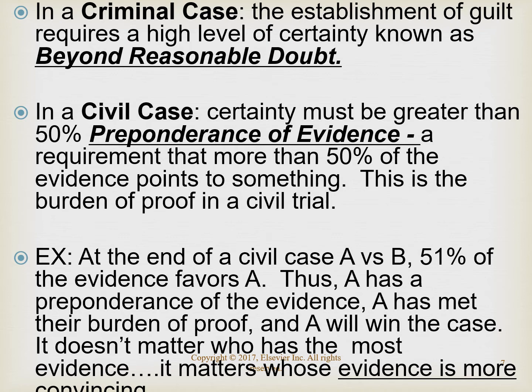So, B could have five stacks, three feet high, of evidence, and A could have one stack of evidence. Okay? But what's inside all that evidence is that A has proven it's more convincing, even though it's not as much. It's more convincing to the jury, so that's why they meet their burden of proof, and they will win the case. So 51%, and that's how civil cases work.